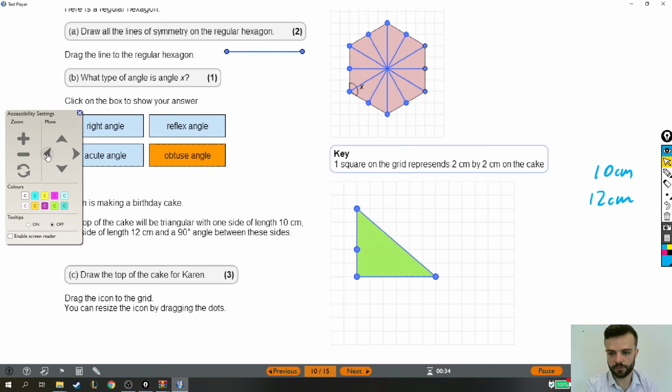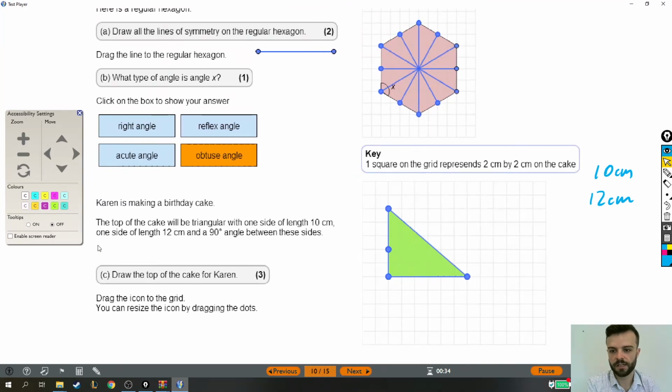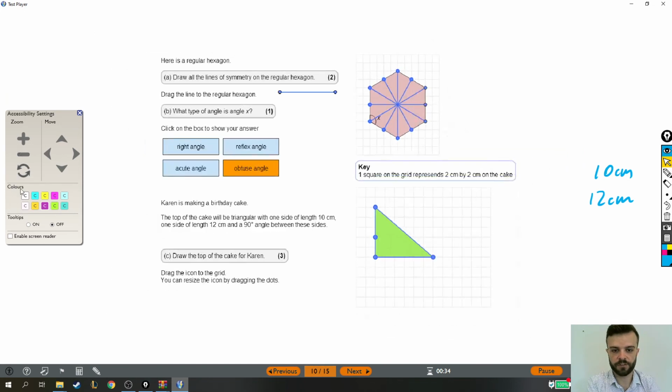So it's always a good idea to go back to the question and just check we've done what it asked. The top of the cake is triangular, good, with one side of length 10. Yeah, and then we can just check 2, 4, 6, 8, 10. And one side of length 12, 2, 4, 6, 8, 10, 12, and a 90-degree angle between those sides. So the triangle fits the criteria and we've answered the question. Good.